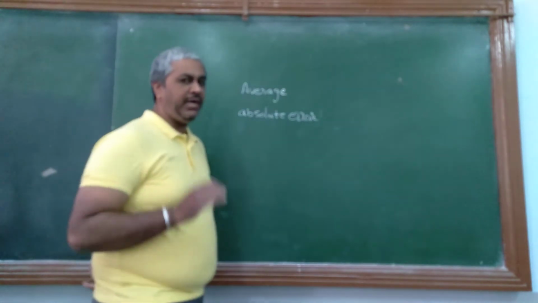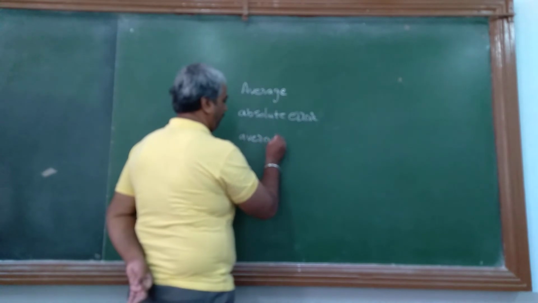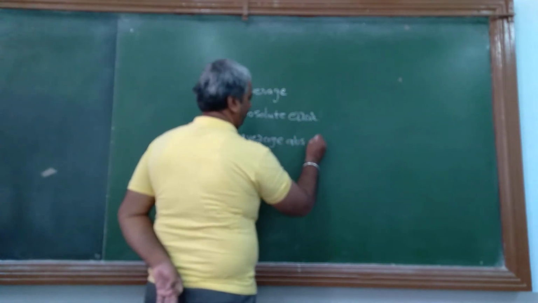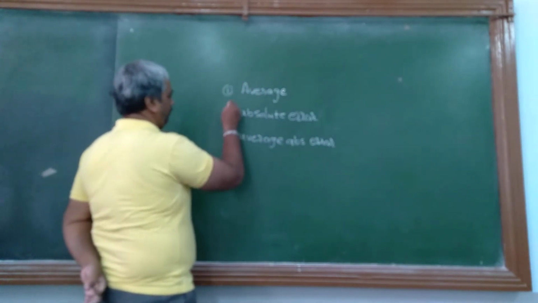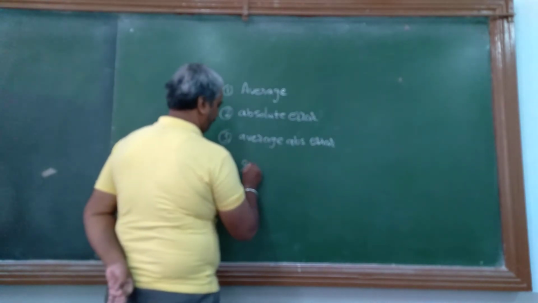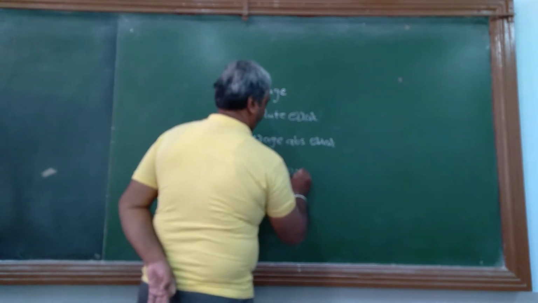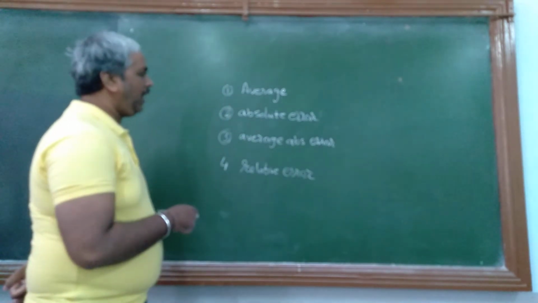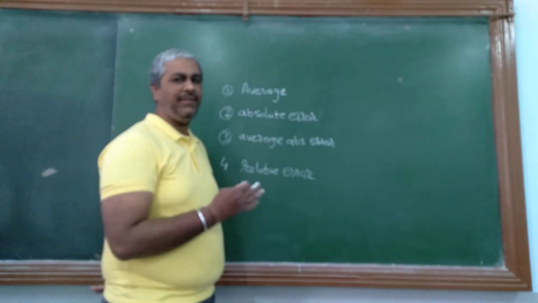Third one is to find out the average absolute error. And the fourth one is to find out the relative error. Okay, when we are finding out average, then what we do is sum of all readings divided by total number of readings.